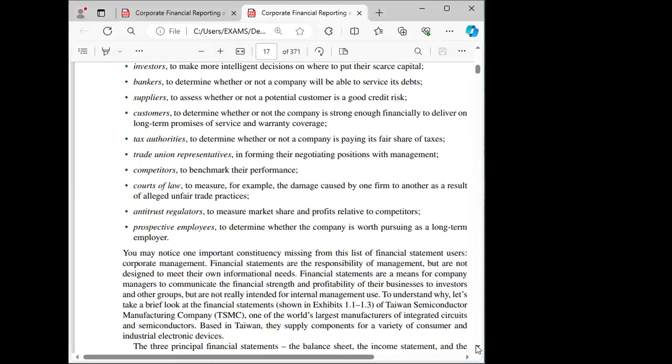And then you have another group of stakeholders, which are, for example, courts of law. So, for example, unfair trading practices, when they go to court, the court can look at your financial statements and see whether your trading practices are unfair. Or, for example, if there's damage to your business, how do you claim? What evidence do you have that this damage has caused your company this much loss?